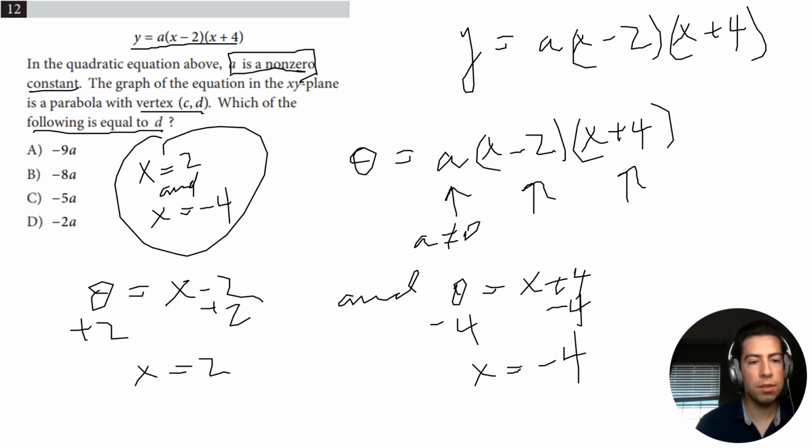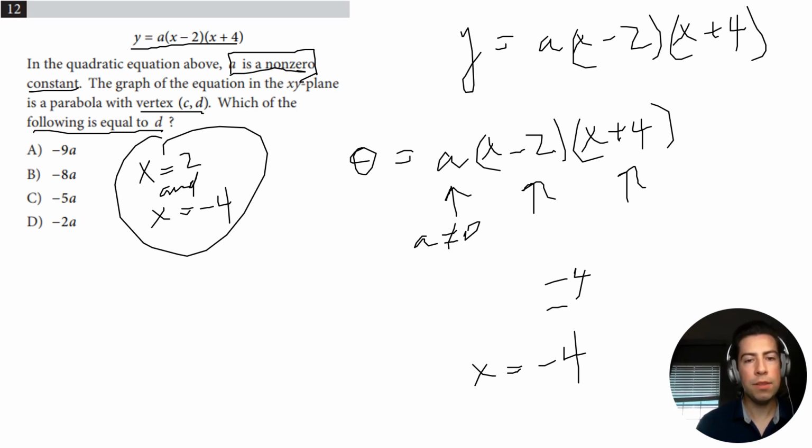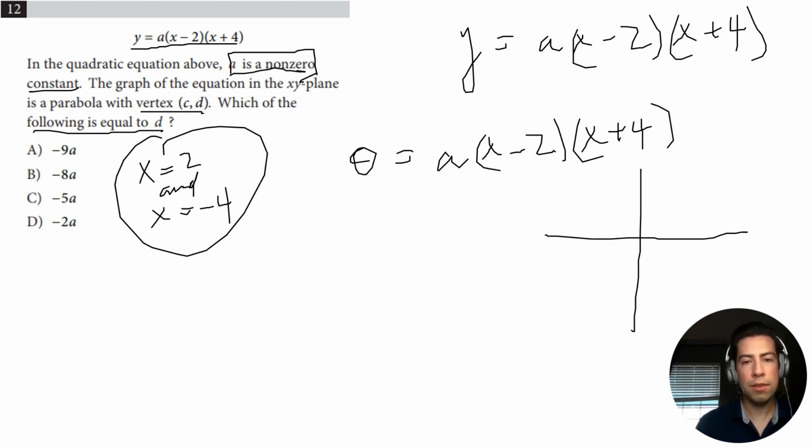Now that I have this information, what I know is that if I have a graph, let me just sketch a little graph here for you. That means I'm going to have one root right here at x equals 2, and then one root right over here at x equals negative 4. Okay, so that's all cool. You're probably thinking now, what can we do with that information?